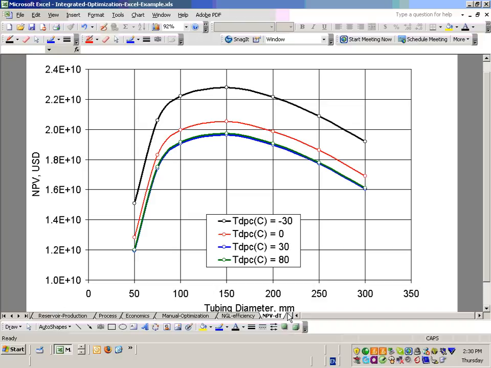So you'd think that the net present value would just keep going up, but it doesn't. And the reason for that is this increase in the well cost as the diameter increases.